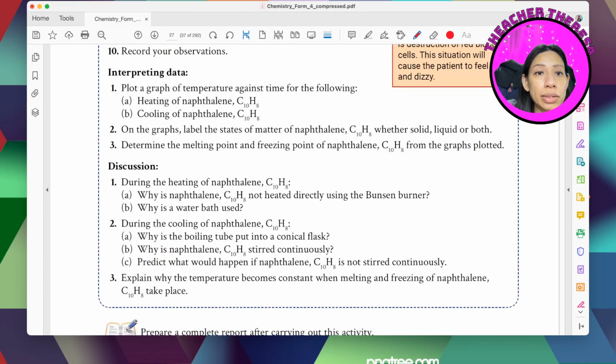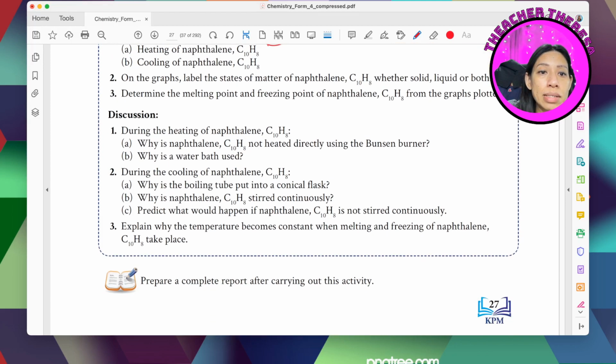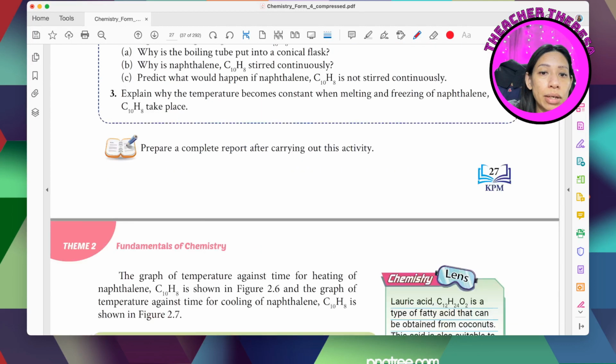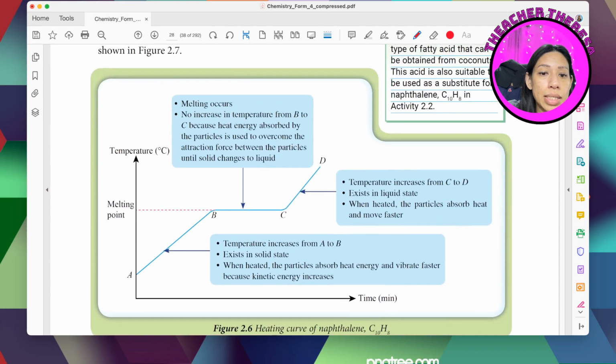Once done, you need to plot a graph. Your graph is plotted as temperature against time. Time will be on your x-axis and temperature on your y-axis, because the y-axis is your responding variable, right? Once you draw the graph, it will look like this. This is a sketch of the graph. Your graph needs to be on graph paper.